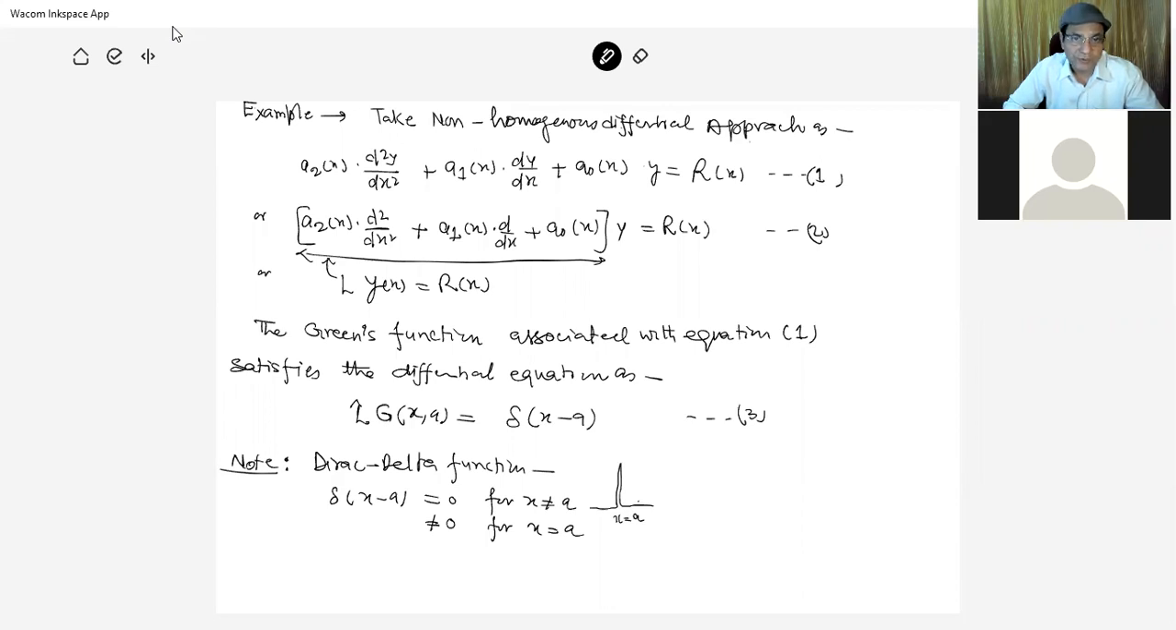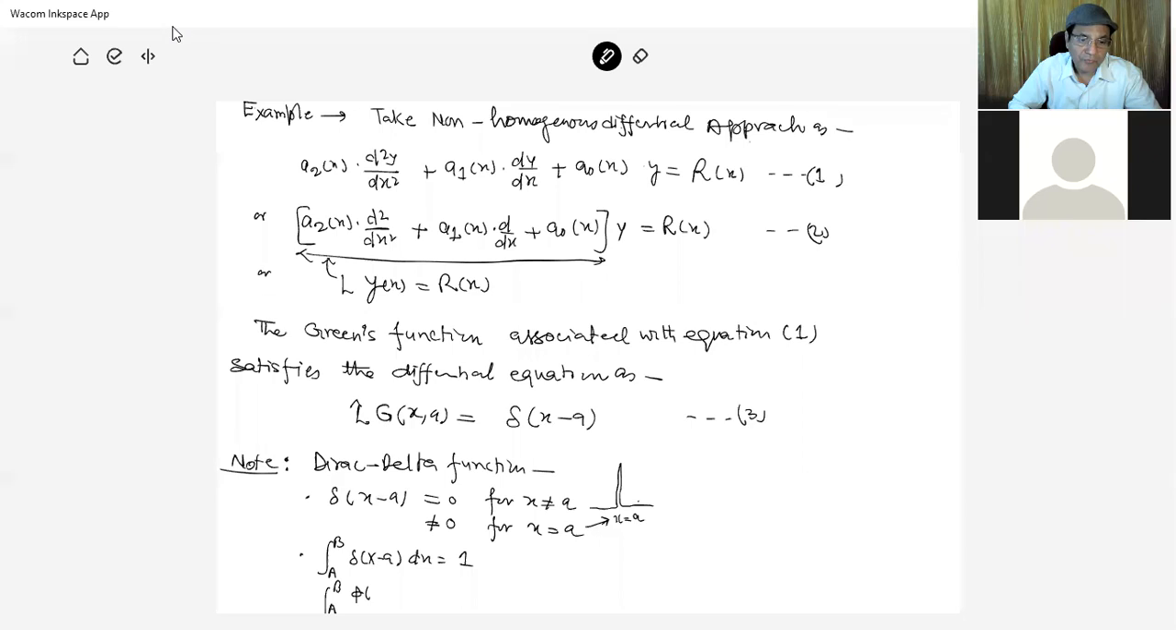So for x other than a, the value is 0. And at x equal to a, this particular point, the value is finite. That is the first point. The second point is, if we integrate this Dirac delta function, then this value is 1. This gives the information that definitely it will find the function.